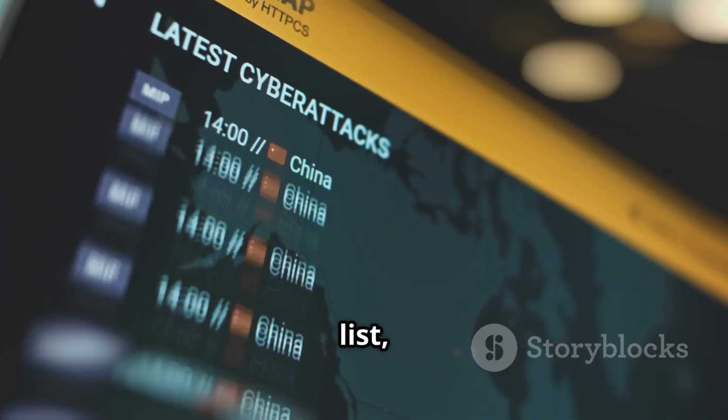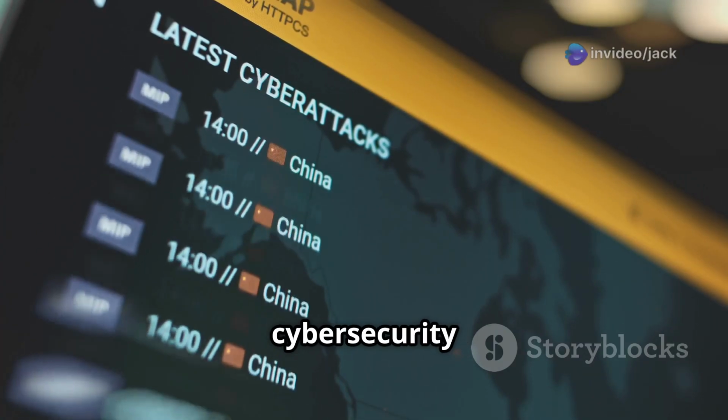Woo, that was quite a list, but each term is crucial for understanding cybersecurity analysis.